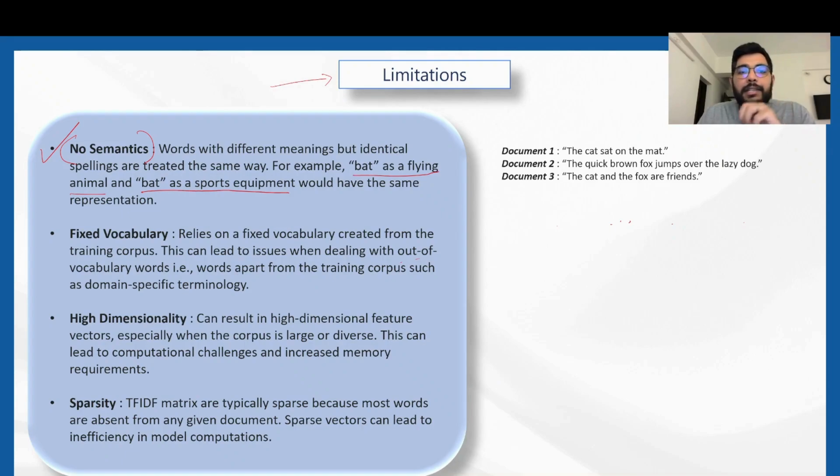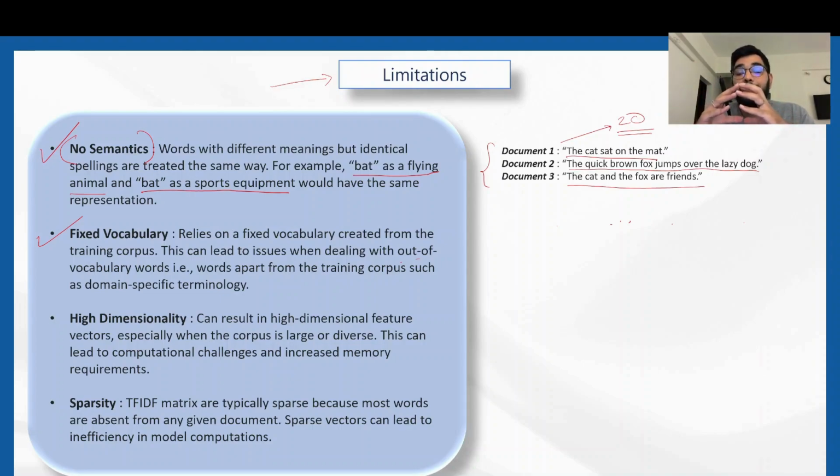The second limitation of TF-IDF is fixed vocabulary. Let's say we have the three documents we discussed: the cat sat on the mat, the quick brown fox jumps over the lazy dog, and the cat and the fox are friends. Combined, let's say these three documents have a total vocabulary of 20 different words.